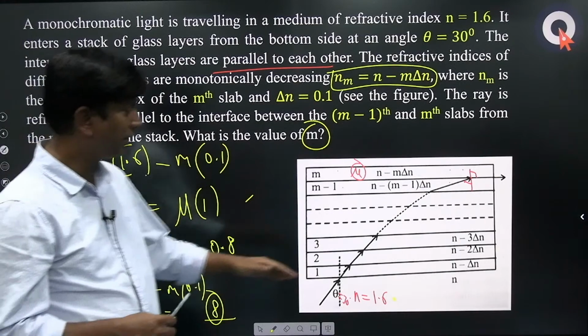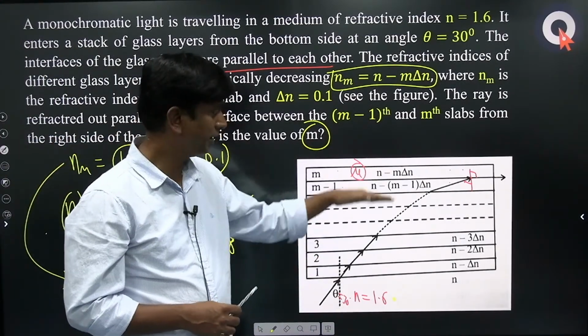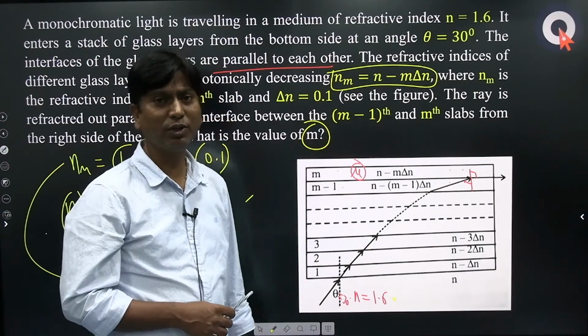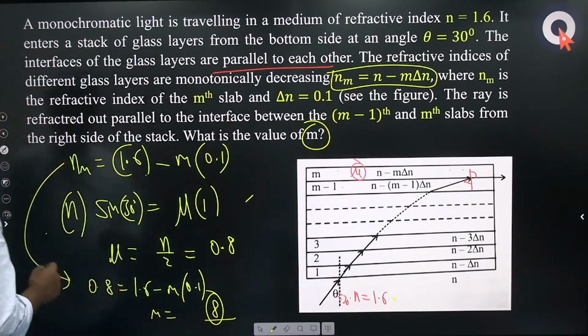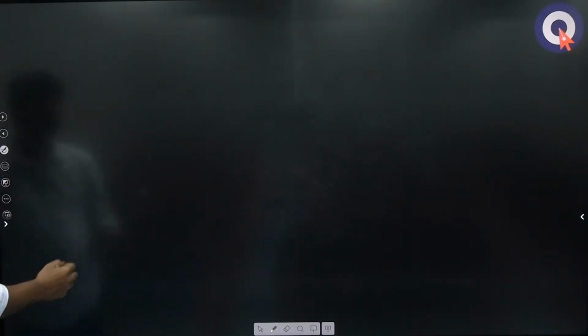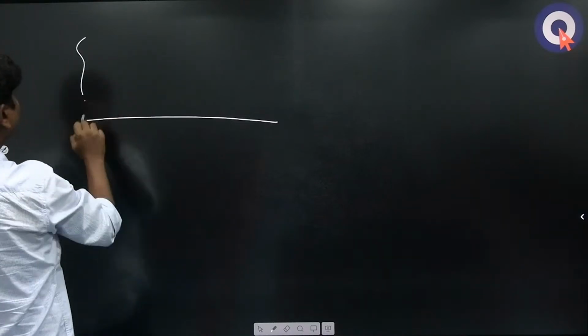Right, so here we are taking a continuously decreasing refractive index. Sometimes it can be given that it is a variable refractive index also. So that sort of a question also we can try to make it. Okay, one of that we'll try to make it. See, you have a completely layer like this.